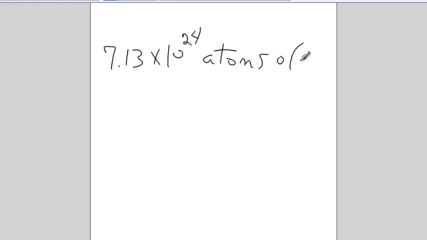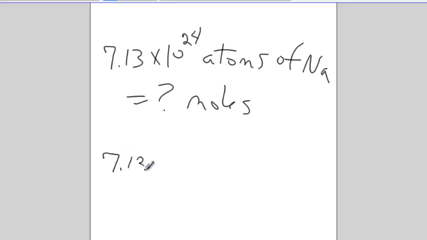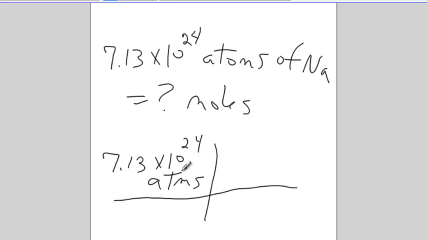So, if I said to you, you have 7.13 times 10 to the 24th atoms of sodium, how many moles of sodium do you have? Remember dimensional analysis? This is dimensional analysis. In fact, it's even a one-step dimensional analysis. 7.13 times 10 to the 24th atoms. That's atoms, this is atoms.